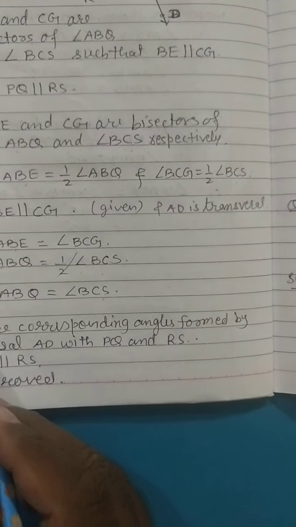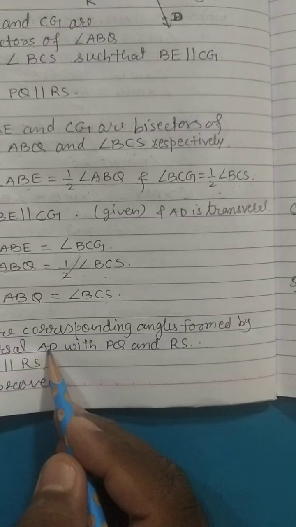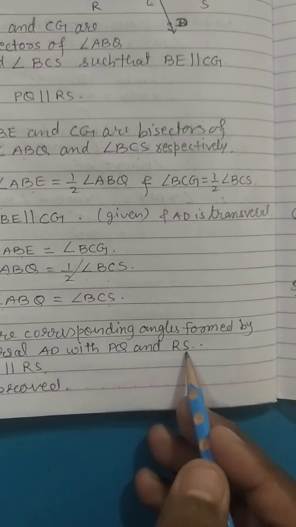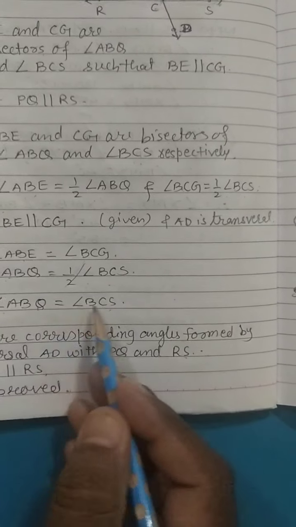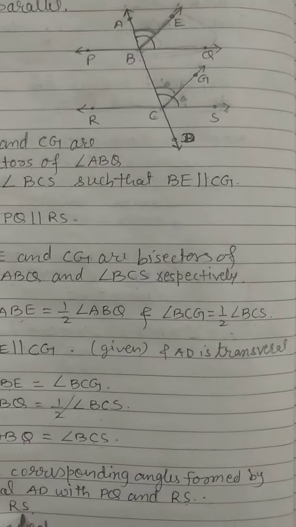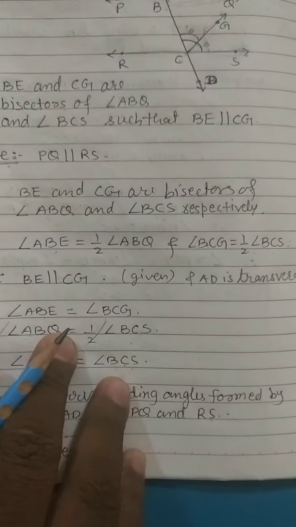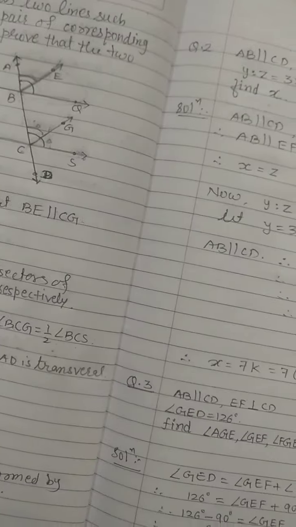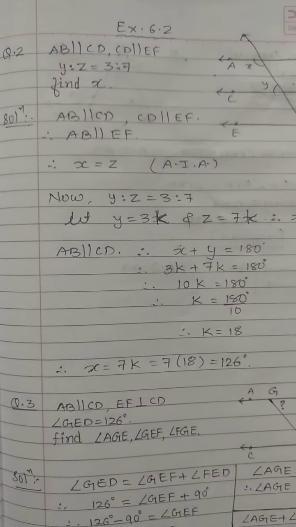So these are corresponding angles formed by transversal AD with lines PQ and RS, and they are equal. So PQ is parallel to RS, hence it is proved. In this way we can complete it. Okay, let us take some questions from exercise 6.2.